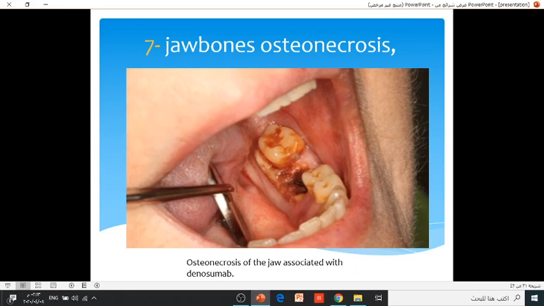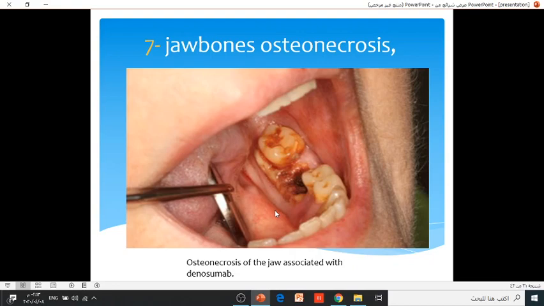Drugs like bisphosphonates and anti-resorptive agents like denosumab could cause osteonecrosis of the jawbone. As you know, it's very common in the mandibular area. This is a case of extraction in a patient taking denosumab, and following extraction, the bone was left exposed for a very long period with no healing.